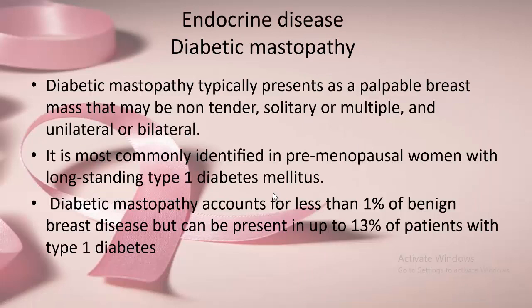Endocrine diseases: diabetic mastopathy typically presents as a palpable breast mass that may or may not be tender. Sometimes in diabetes, they do not feel the typical tenderness or pain of this inflammatory process. Solitary or multiple, unilateral or bilateral, it is commonly identified in premenopausal women with long-standing type 1 diabetes. Diabetic mastopathy accounts for less than 1% of benign breast diseases, but can be present in up to 13% of patients with type 1 diabetes.